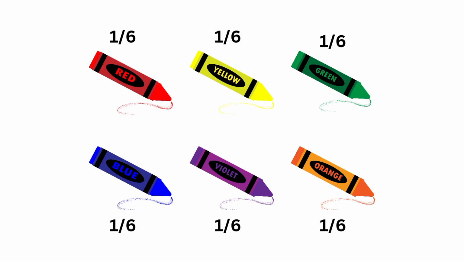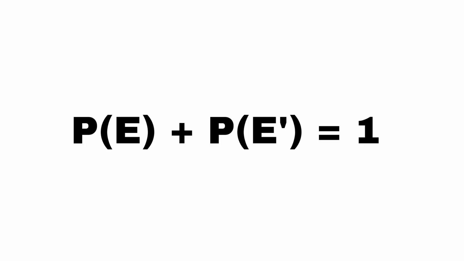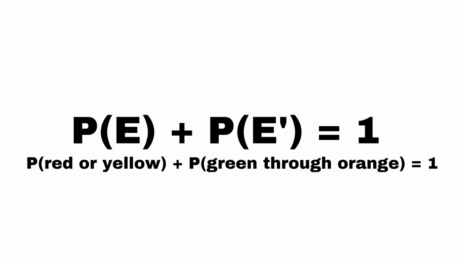There are things that we need to note when we're dealing with the complement rule of probability. So, going back to our crayons, we know that each of them has a probability of 1 over 6, and if we add them all together, their sum is 1. We can then say that the probabilities of all outcomes in the sample space sum to 1 or 100%. So this equation is followed. For instance, the probability of an event, which is getting either a red or a yellow crayon, plus the probability of the complement of the event, which is green to orange, sums to 1.